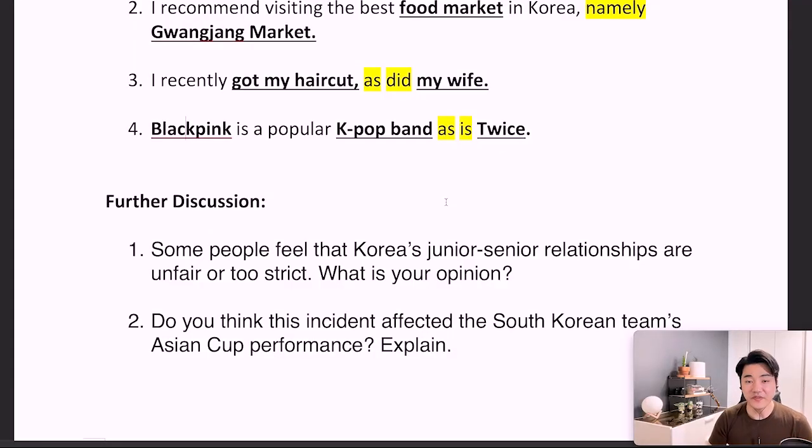Number 1. Some people feel that Korea's junior-senior relationships are unfair or too strict. What is your opinion? 한국의 선후배 관계는 불공평하거나 엄격하다는 의견들이 있습니다. 당신은 어떻게 생각하세요?